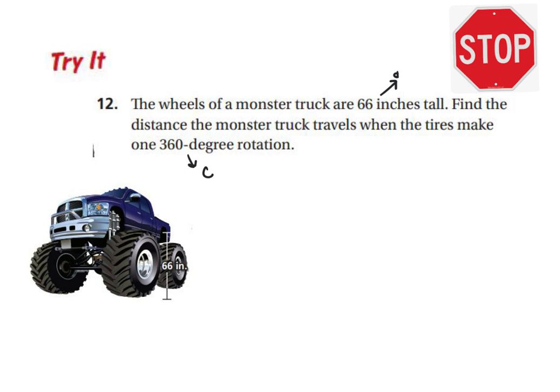So go ahead and pause this. Use the equation circumference equals pi times diameter in order to figure out how far the truck will travel every time the tires turn once. Then push play when you're ready. So we know that pi is 3.14, and we know the diameter is 66 inches. So to find the circumference, we're just going to multiply 3.14 times 66, and we get 207.24 inches per rotation.